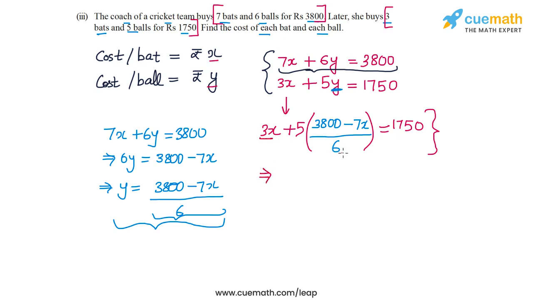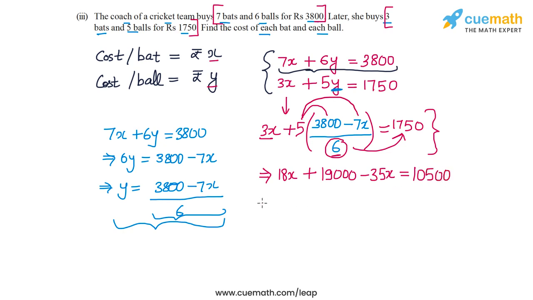So we have 3x here and we have the 6 here. So let's take the LCM of the two terms on the LHS. So 3x will become 18x, and I will get 5 times 3,800, so that's 19,000, and then 5 times minus 7x, so that's minus 35x, and then I will have a 6 below all these terms, and this 6 I can take to the right side and multiply it on the right side, and I will get 10,500 on the right side.